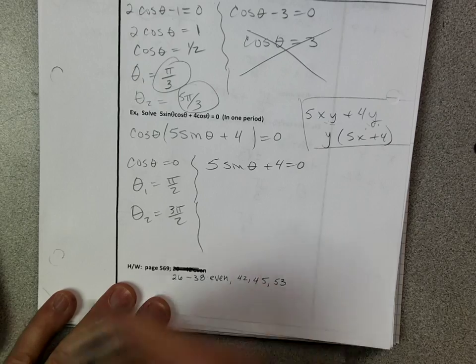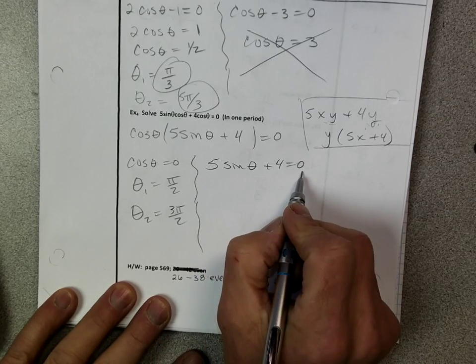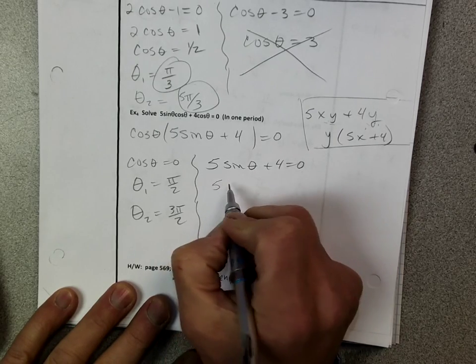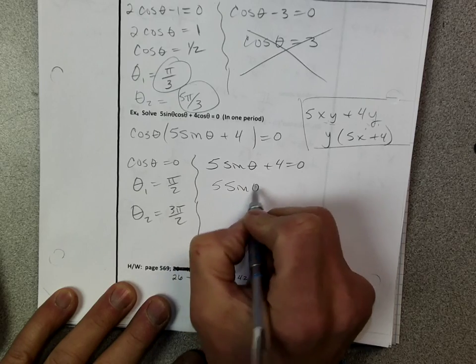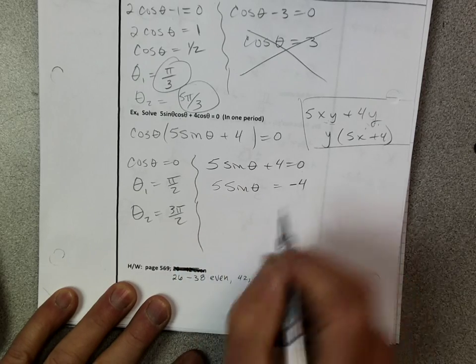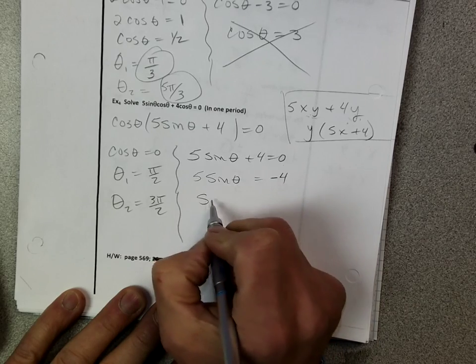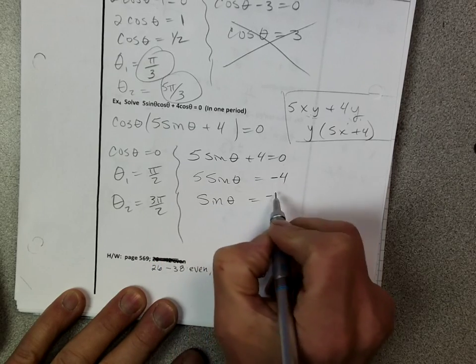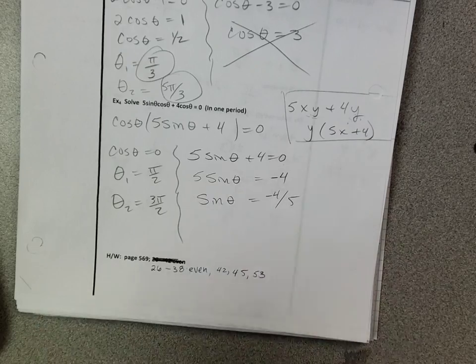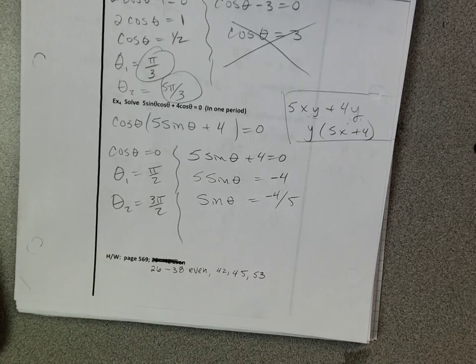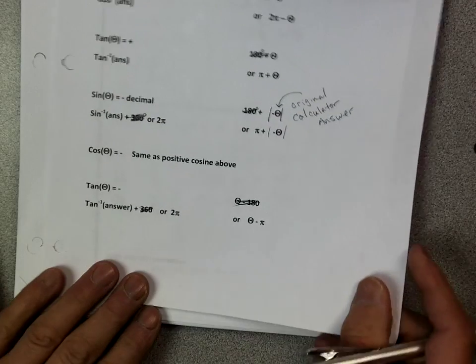Second one, let's solve. So minus 4, right? Solve 5 sine theta equals negative 4. Divide by 5, divide by 5. Sine theta equals negative 4/5. Okay, now that is not on the unit circle, right? Awesome. So let's use our little reference angle sheet.